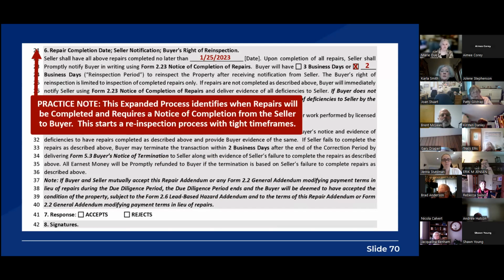So the seller shall have those all completed by a certain date, and the seller promptly notifies the buyer in writing using the notice of completion. We're going to go over that. Buyer will have X days to have the reinspection done: 3 business days, 2 business days. Again, notice it's in business days to reinspect the property after receiving notification from seller.